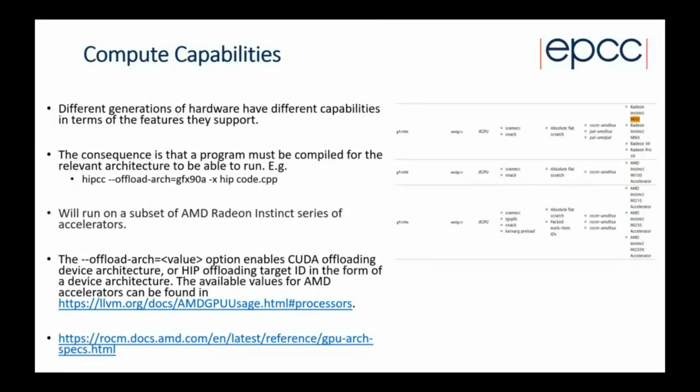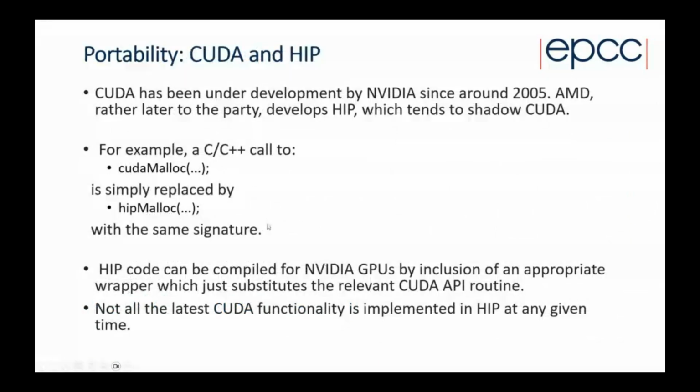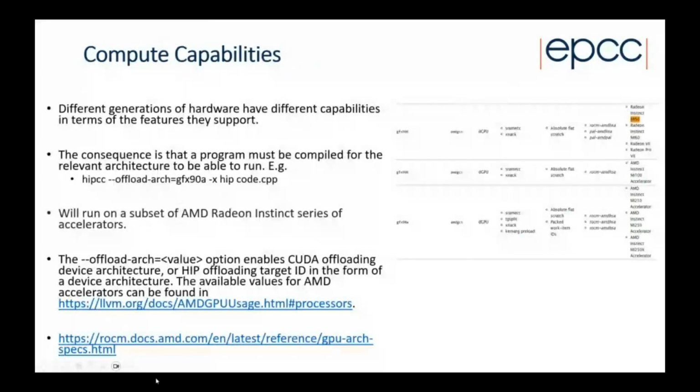One of the motivations for this is the fact that you will often be compiling this code on nodes which don't have these GPUs attached. The login nodes in ARCHER2 don't have GPUs. So you need to tell it exactly what it should be compiling for. In HipCC, this is done through the --offload-arch flag that you need to provide. So you can see this line here.